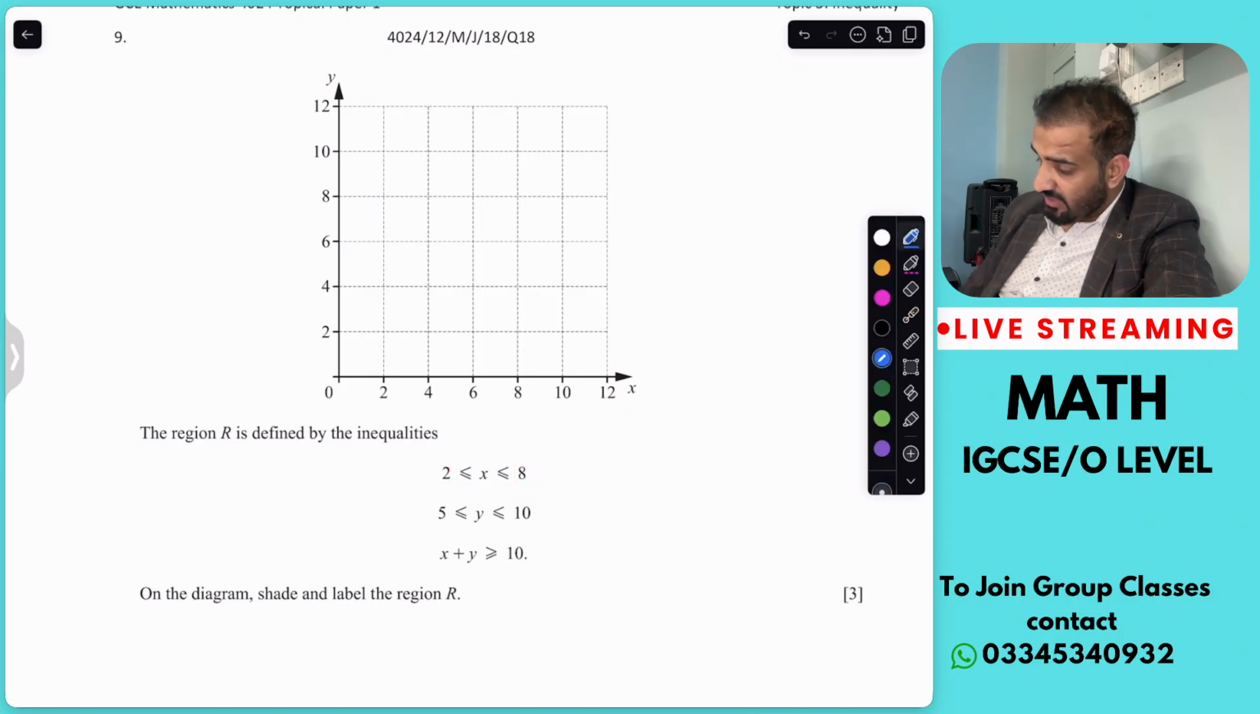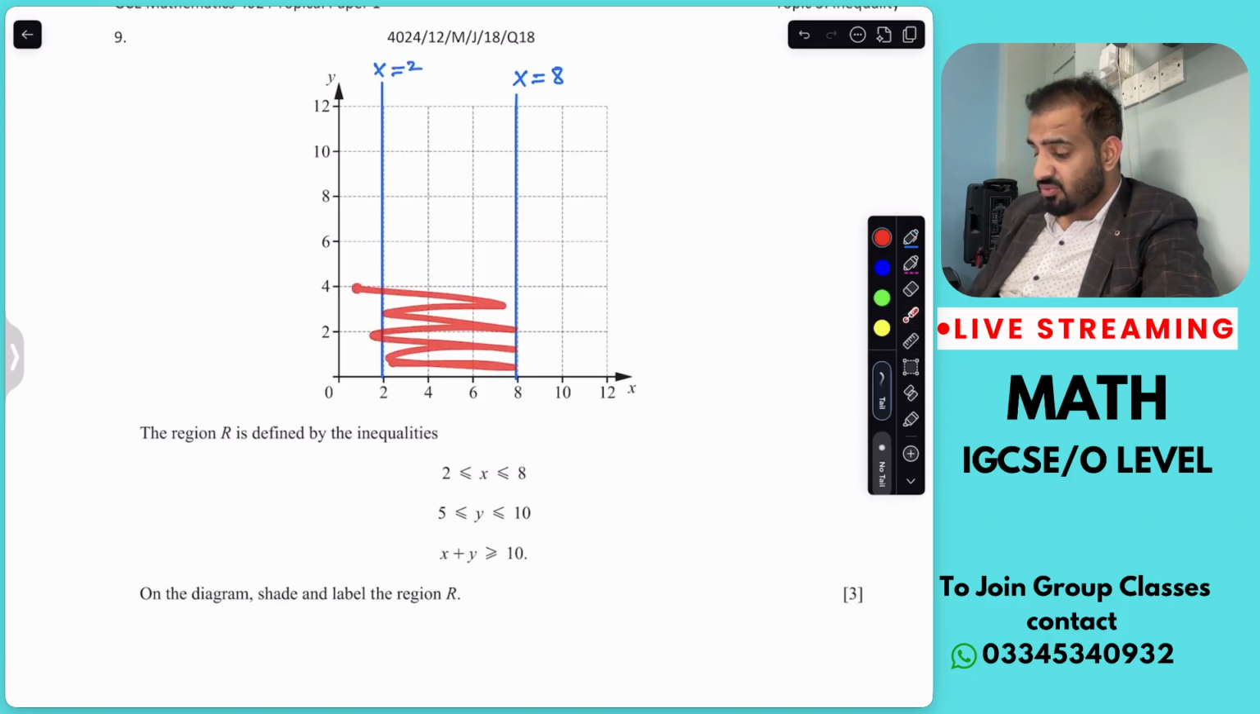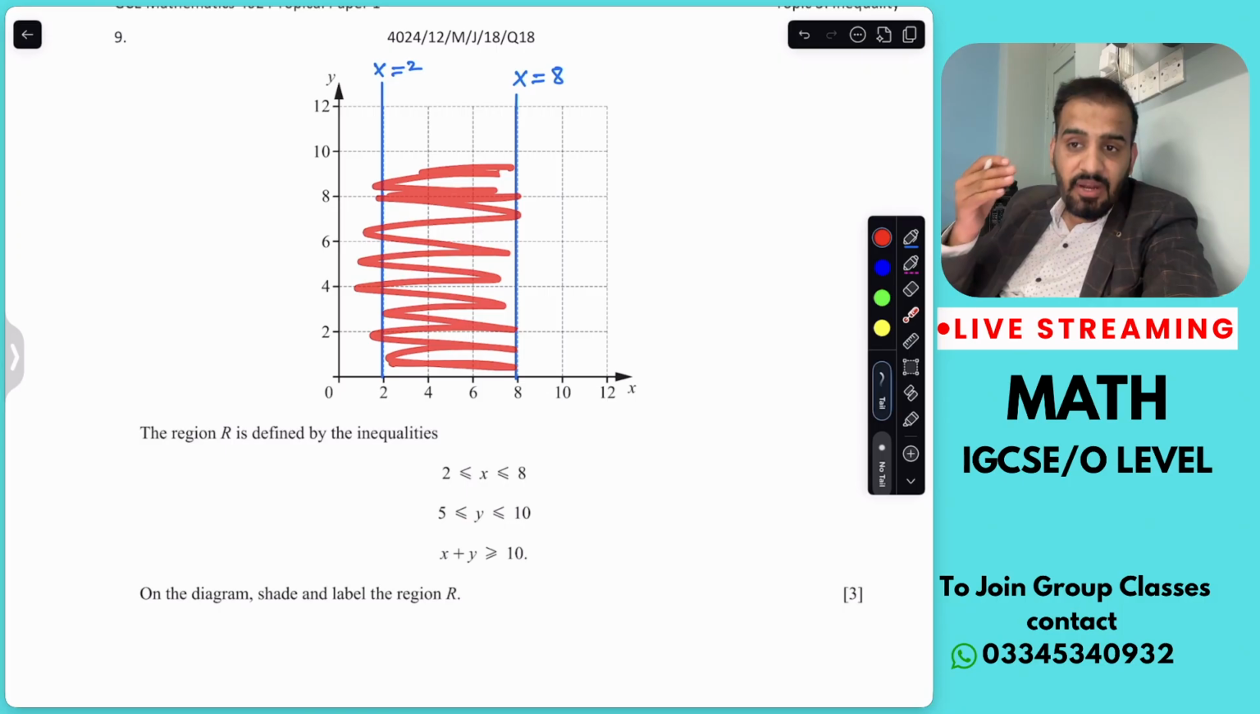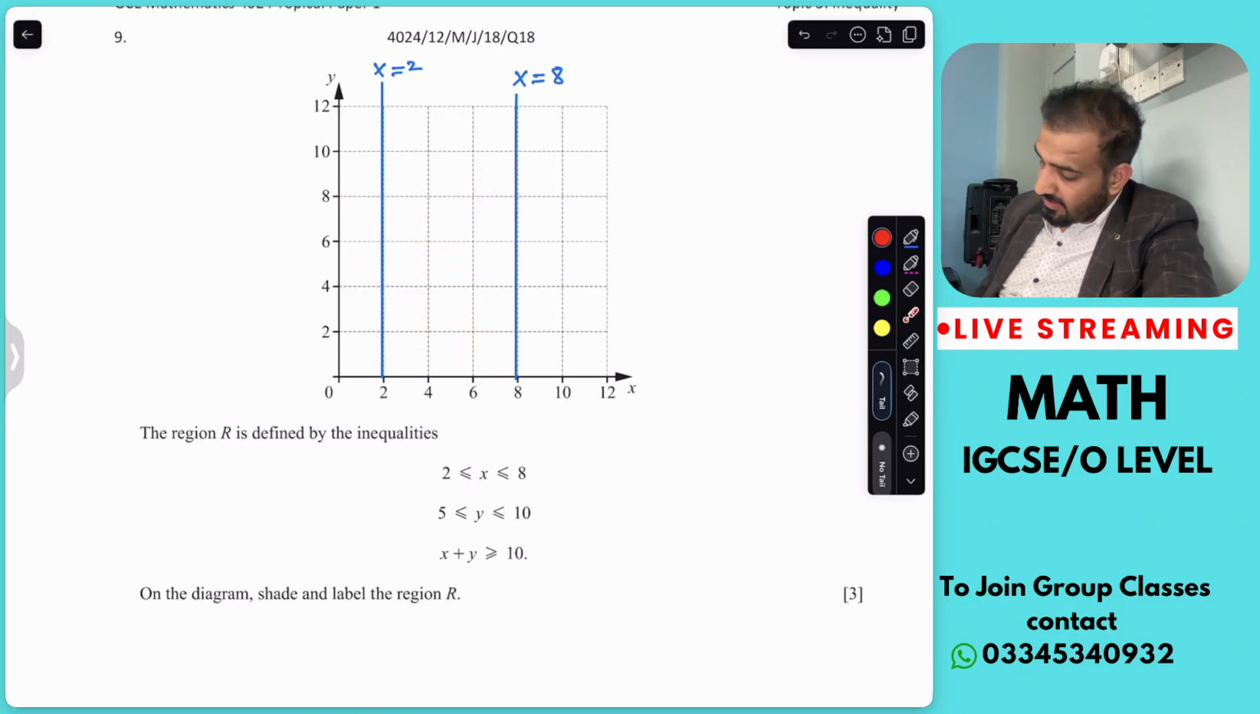So these are the two vertical lines. आपने solid lines बनानी है, ठीक है? The first line is x equals 8. The second line is x equals 2. So you will shade everything between these two lines, but before shading, try to look at the other inequalities also.